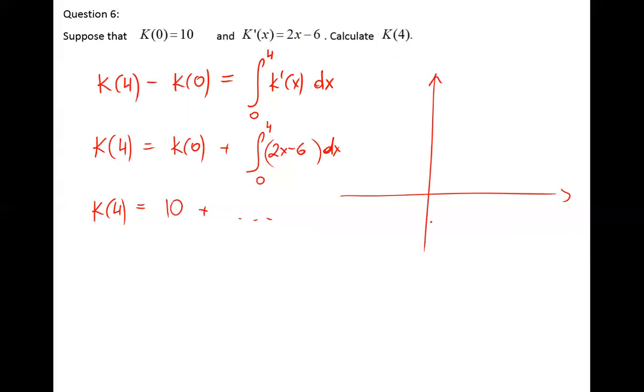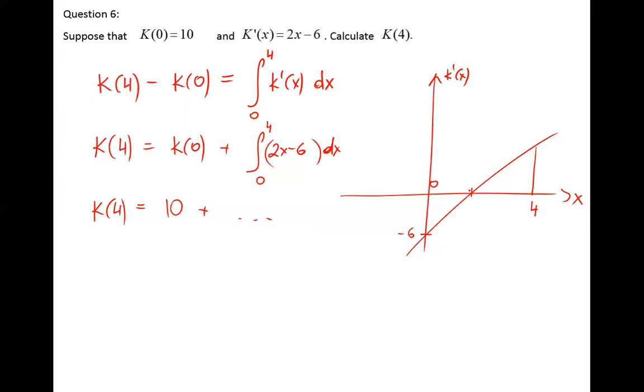This function has a negative vertical intercept of negative 6, and the slope is positive. I can draw maybe like that. That's, of course, the graph of this. I'm looking at the net area. We remember from last week, if the area is below the x-axis, everything is negative. That means from 0 to 4.